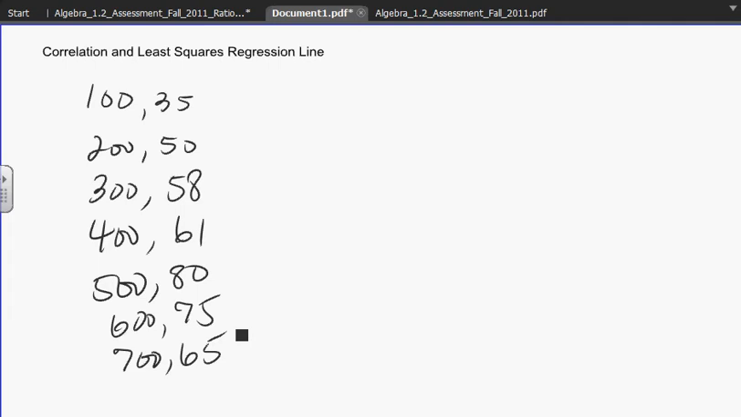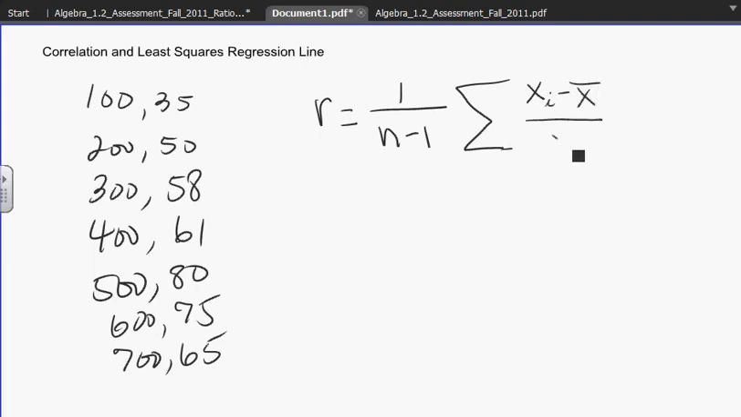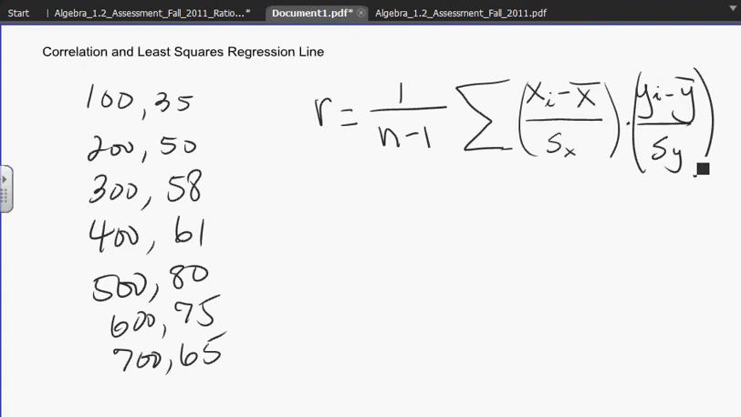So there's 7 points. Now, if I want to get that correlation number, that number R, one of the ways it's defined is 1 over n minus 1 times the sum of each x value minus the mean of all the x's divided by the standard deviation of the x's, times each y value minus the mean of the y's divided by the standard deviation of the y's. Sum those up, multiply those by 1 over n minus 1. That should be our correlation.